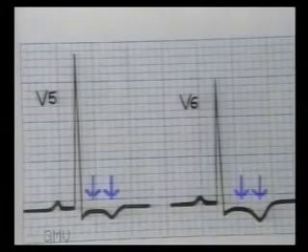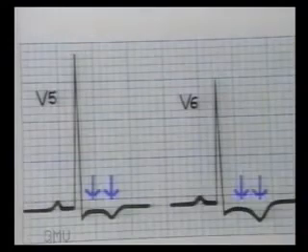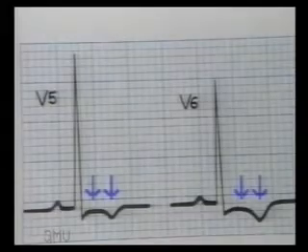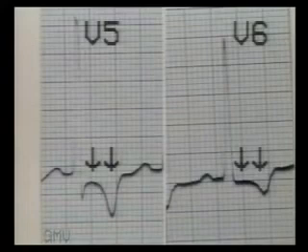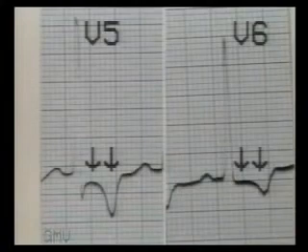In addition to the very tall R waves, the ST segment is slightly depressed and the T wave is inverted. This is the strain pattern that indicates hypertrophy of left ventricle. In this ECG, the strain pattern is seen. Note the very tall R waves, slightly depressed ST segment and inverted T wave.